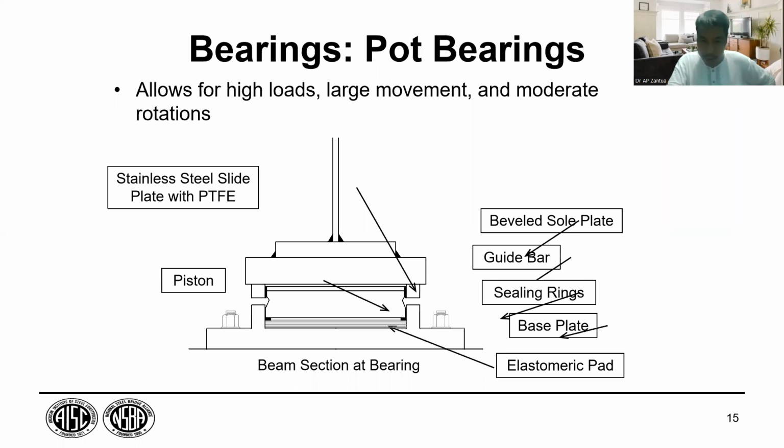Then put the elastomeric pad, then put on the piston. So put on the guides. These are the guides. The black portion here are the PTFE and stainless steel slide. Okay. So sealing rings. Base plate, sealing rings. This one. The horizontal one, sealing rings. Okay. Guide bars.